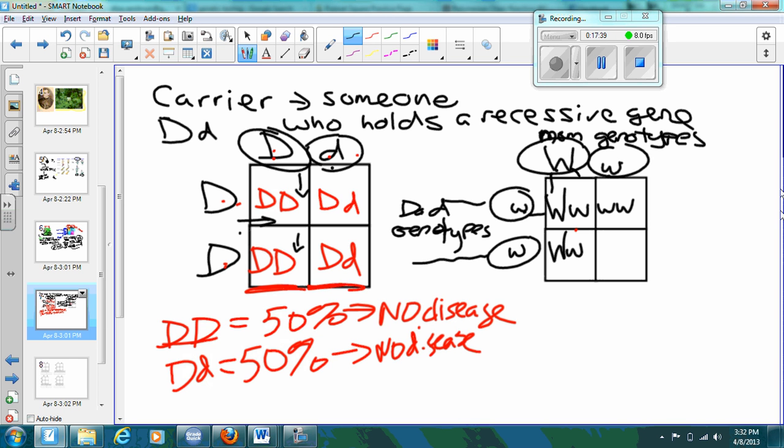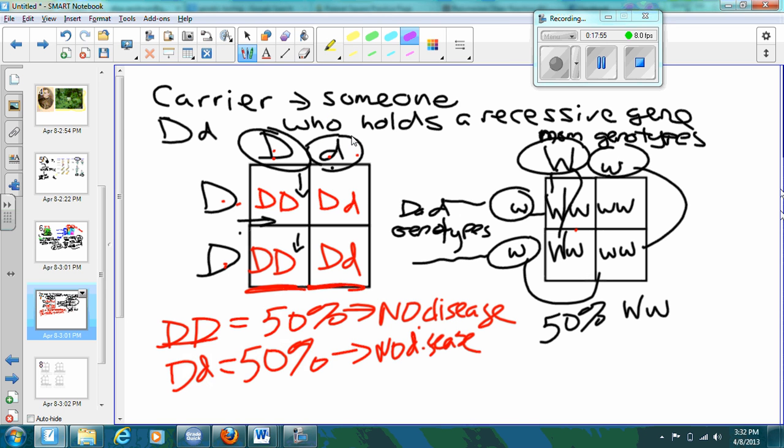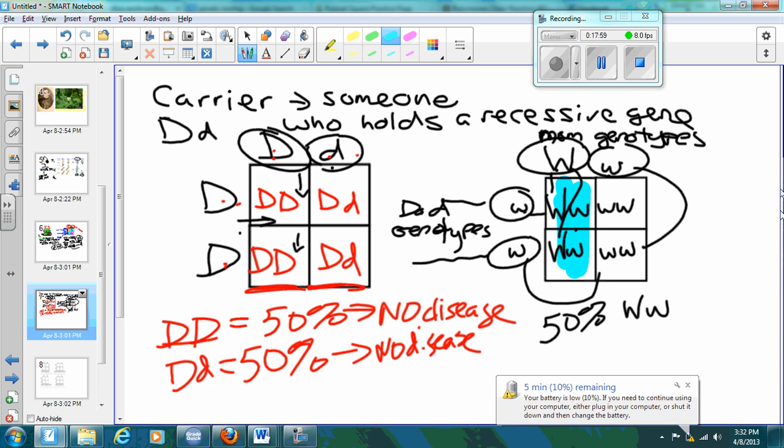And you see how I'm dragging this down to here? I'm dragging this across, I'm dragging them into here. I'm kind of doing like multiplication tables. So now here, 50% of our children could be big W, little w, and I'm going to highlight this to show you. See how these are the same? And now another 50% of our children could be little w, little w.